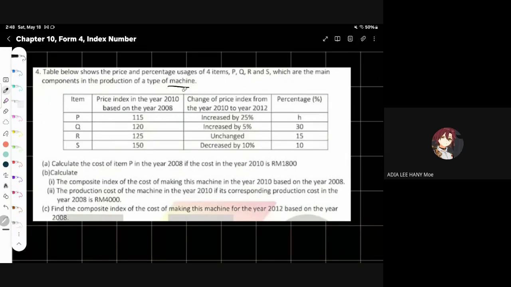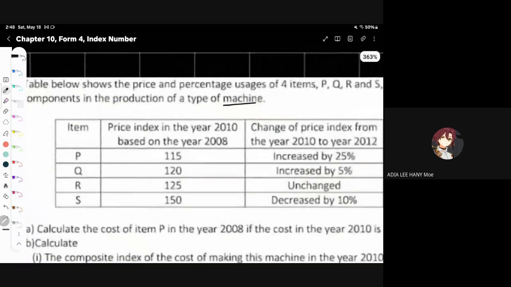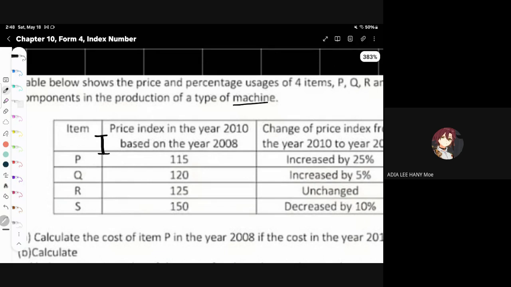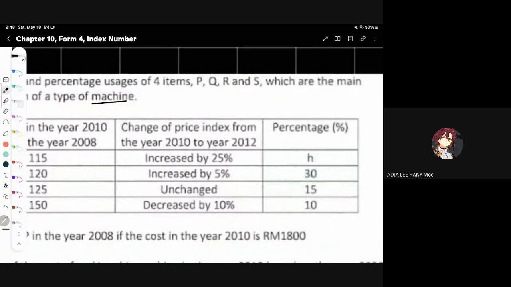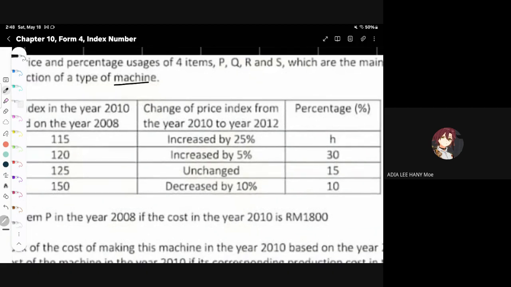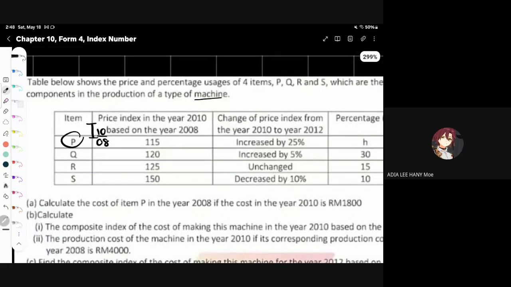So the machine should be the group thing, right? They say price index in the year 2010 over 2008, and the change of price index from the year 2010 to 2012. Just now I keep on saying this one, right? So can you help me, guys? What is the value of P here? If you look here, it increases by 25. So what does it mean?